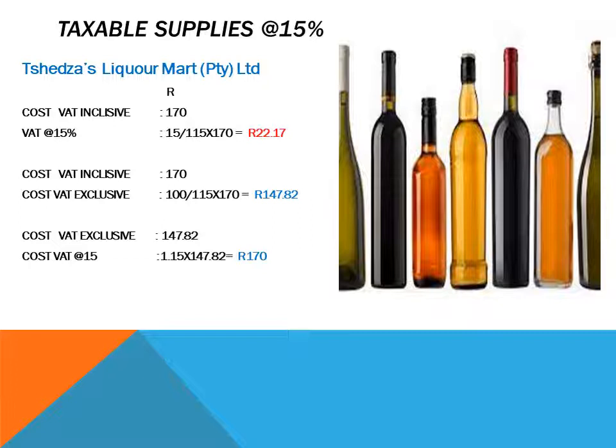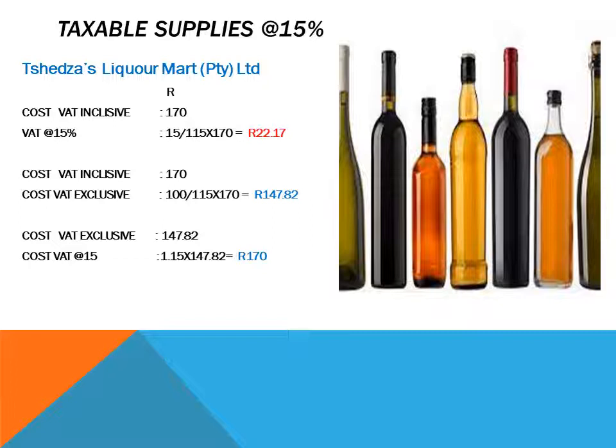Now the common mistake would be for students to multiply the cost price by 15% and simply tell us that that's the VAT, and that is an incorrect way of dealing with the matter. The right way, however, is to divide 15 by 115 multiplied by the cost price, which gives us the VAT component in monetary value. In this case, it's 22 rand 17, which means that 22 rand 17 is the monetary value of the VAT which has to be paid over to SARS out of that 170.